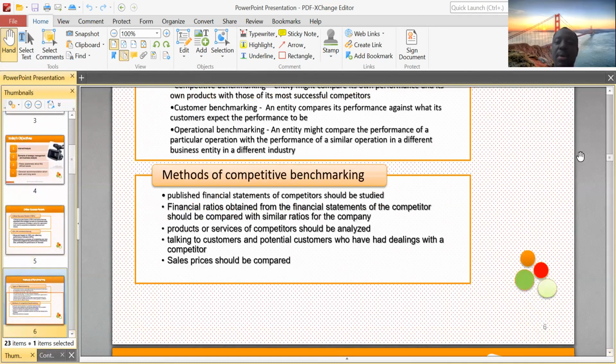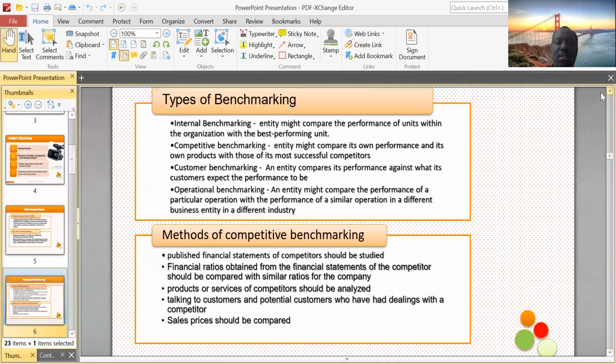So let's talk a lot more about benchmarking, because we need to understand this concept very, very well. When we say benchmarking, we are referring to 4 types of benchmarking. Number 1 is internal benchmarking. Internal benchmarking is basically where you pick a function within the organization and compare it to another function or unit within the organization that is performing extremely well. So in internal benchmarking, everything is within. Very, very important.